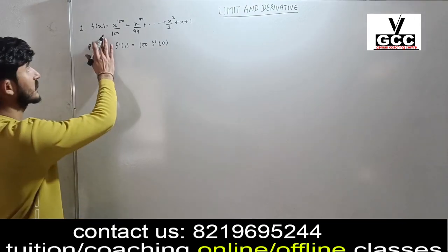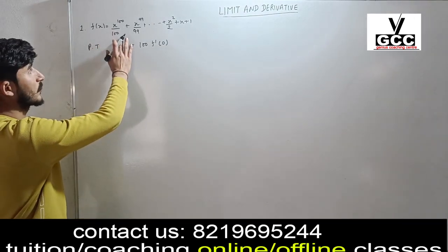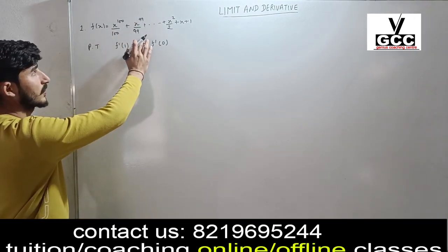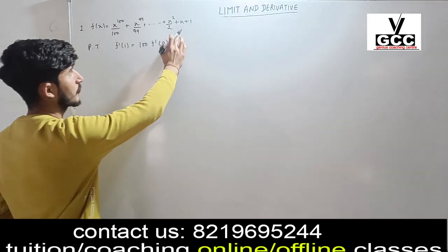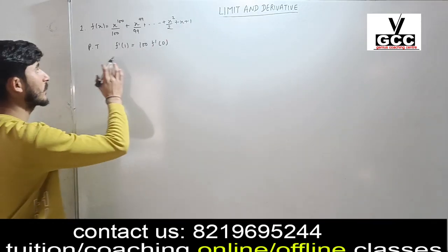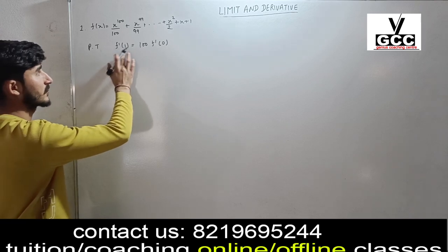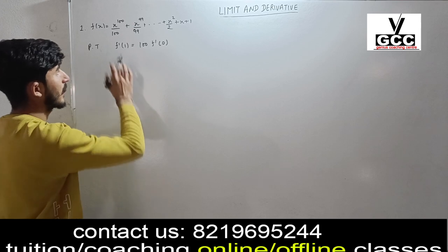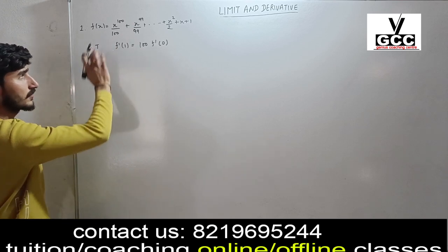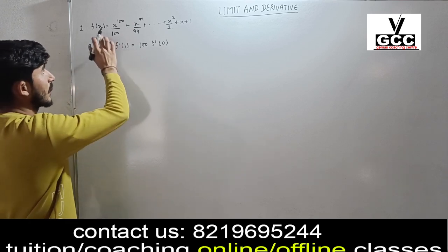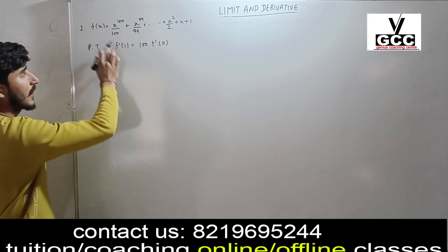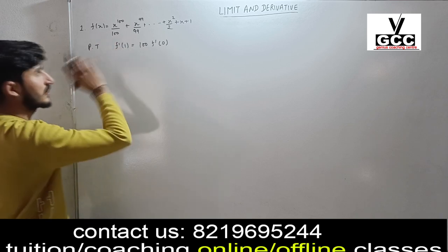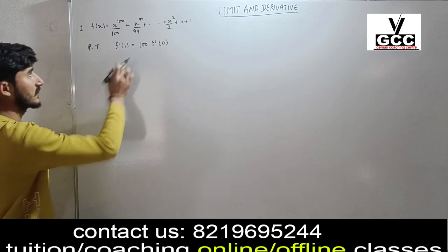So our first question is f of x equal to x power 100 over 100 plus x power 99 over 99 plus so on, x squared by 2 plus x plus 1. We have to prove that f dash 1 is equal to 100 times f dash 0. We have to find the derivative of the given function, and after finding the derivative we have to put the value of x equal to 1 and 0. We have to prove this result.